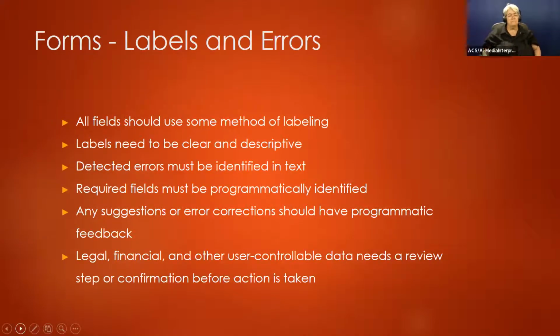We already touched on forms and labels and errors. So obviously making sure that all form fields have some form of labeling method. Labels need to be clear and concise. Detected errors, we already got into that, making sure that those errors are identified in text. Required fields must be programmatically identified there. There also needs to be a review step if you're submitting a financial form or other type of user controllable data. There needs to be that review or confirmation step before action is taken, so that the end user knows you're about to submit this document. Very important.